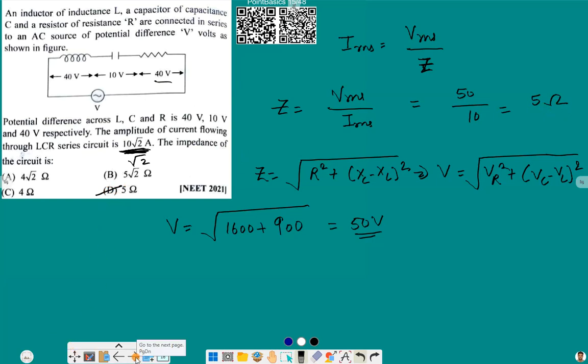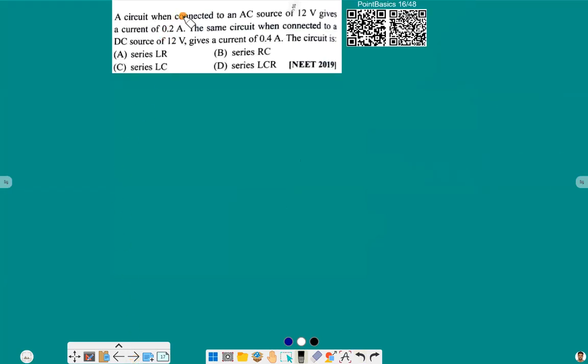Let's move to the next one. When a circuit is connected to an AC source of 12 volt it gives current 0.2 ampere. The same circuit when connected to DC source of 12 volt gives current of 0.4 ampere. So here, in case of AC, current is less, or we can say total impedance of the circuit is greater. But in case of DC, the current becomes higher, and so total impedance of the circuit is reduced.